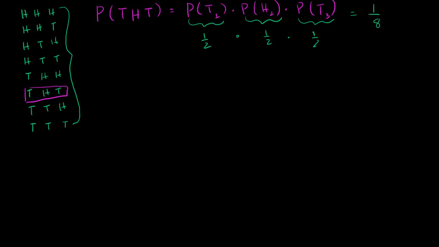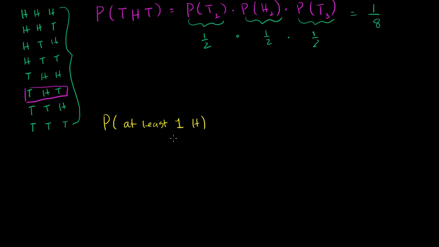Now let's start to do some more interesting problems. And one of these things that you'll find in probability is that you can always do a more interesting problem. So now I'm going to take a fair coin and I'm going to flip it 3 times. And I want to find the probability of at least one head out of the 3 flips.